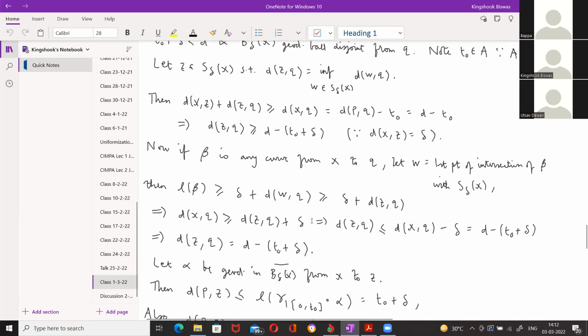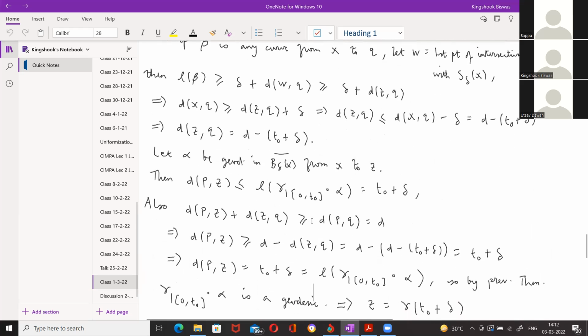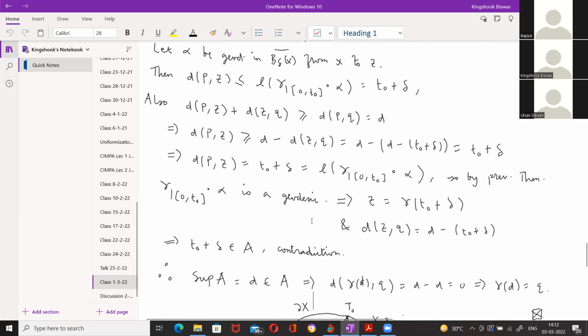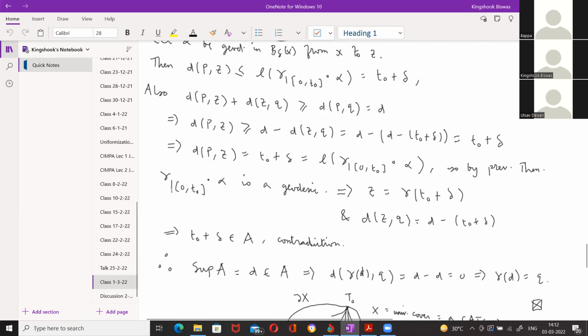Right? You remember this? Is this okay? Yeah. So we showed gamma restricted to 0 T naught composed with alpha is a geodesic, and therefore Z is equal to gamma of T naught plus delta. And so therefore T naught plus delta belongs to the set A, and so we're done.